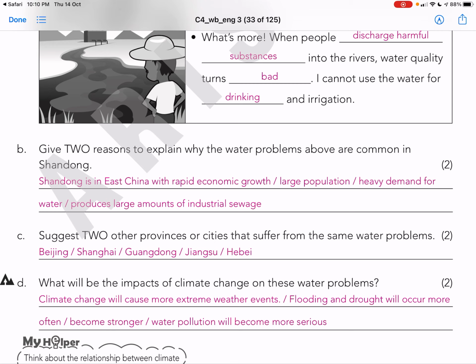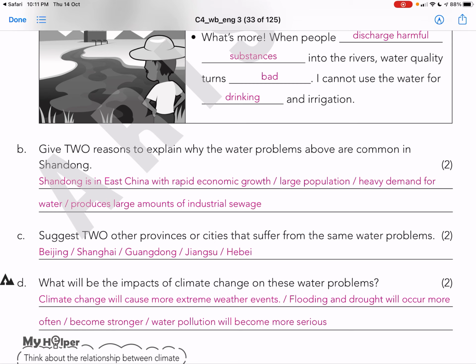Because Shandong in East China has a lot of economic growth, a large population, and high demand for water, and it is going to produce a lot of industrial sewage. Not just the things from the toilet as well. Indeed, industrial sewage is the major problem that makes up the pollution.